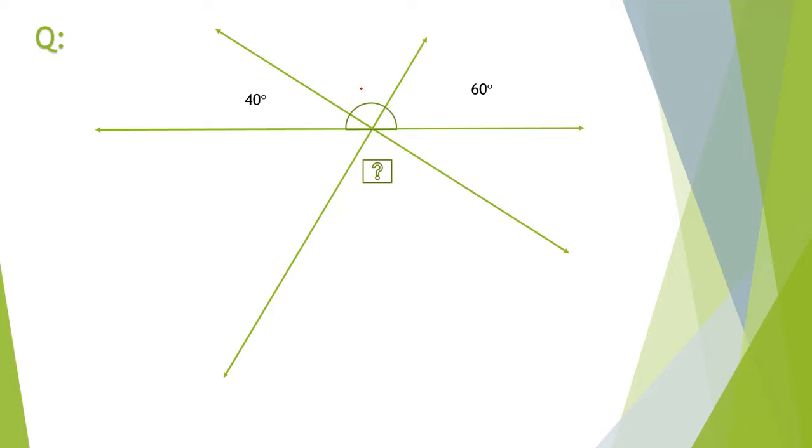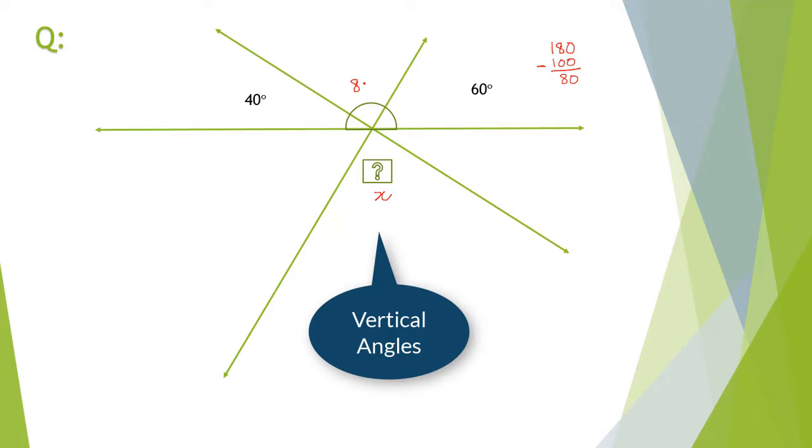And we have a question. How can you calculate this angle? It's very simple. All angles above add up to 180 degrees. So 180 minus sum of 40 and 60. 40 plus 60, 100. 180 minus 100, 80.